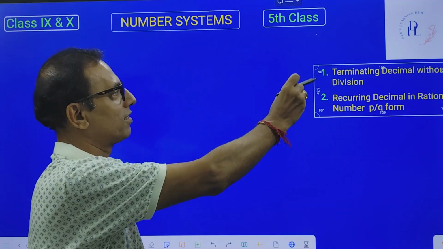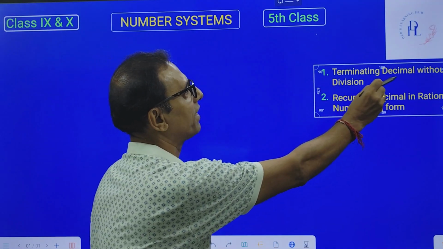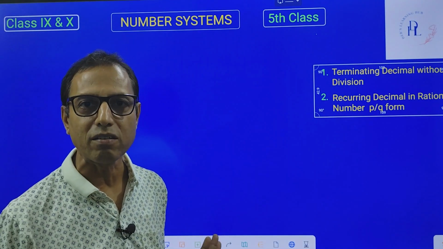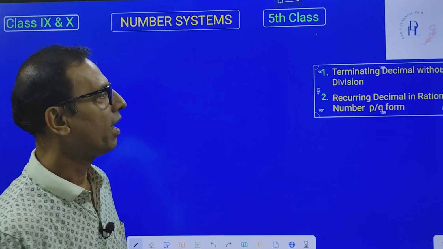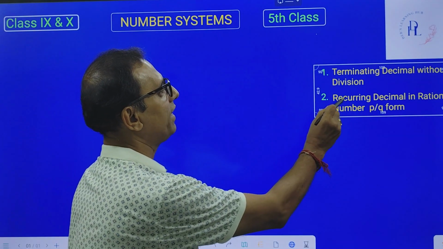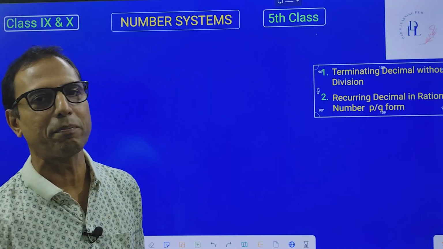This is the 5th class. Identify terminating decimal without doing any division. How to identify? And how can you express any recurring decimal in rational number p by q form?